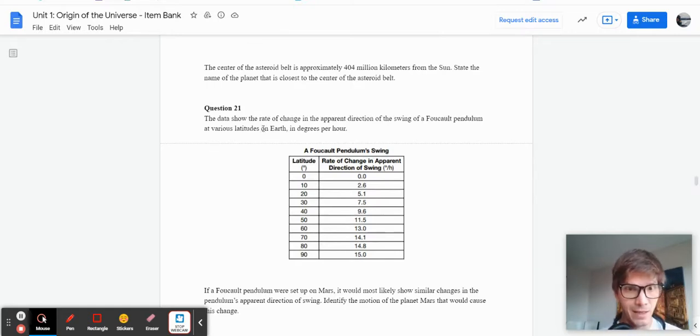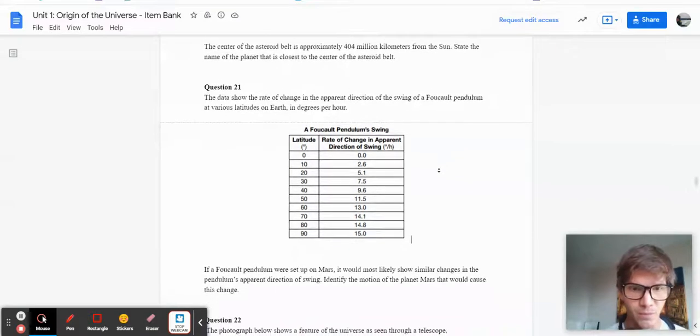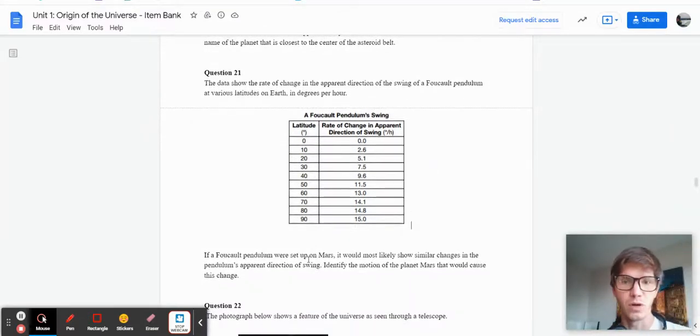Question 21. The data shows the change in apparent direction of the swing of Foucault's pendulum at various latitudes on Earth in degrees per hour. If a Foucault pendulum were set up on Mars, it would most likely show similar changes in the pendulum's apparent direction of swing. Identify the motion of the planet Mars that would cause this change.